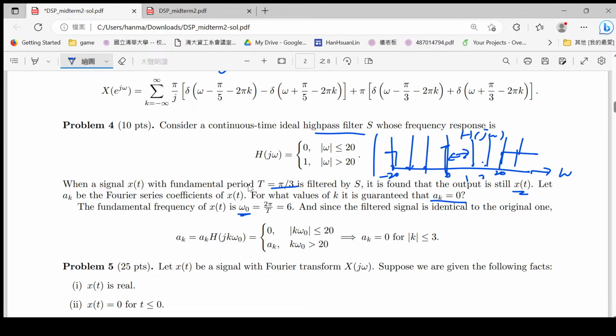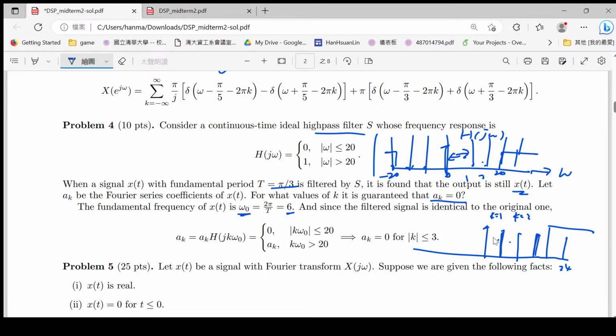And so omega 0 is just 2 pi over T, and it is 6. So we should actually draw this a little better. We know that omega 0 is 6, and so k equal to 1 will be a spike at 6, then k equal to 2 will be at 12, and k equals 3 at 18, and the next one will be 24, and 24 will be blocked by the high pass filter, so it's okay.